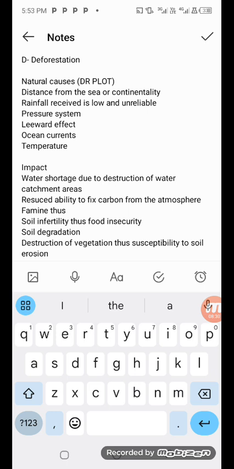Another thing, we have a reduced ability to fix carbon from the atmosphere. That's famine. Another thing we shall have is soil infertility. That will also contribute to food insecurity because the soils will no longer be arable unless you do something about it, and that will increase the cost of production. Yet we know that food security refers to the ability to have food which is affordable, easily accessible, nutritious in value, sustainable, etc. So it will be impossible to have affordable food because the cost of production is already up.